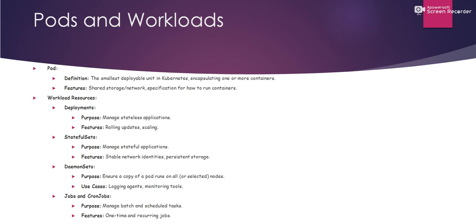In Kubernetes, the smallest deployable unit is a pod, which usually contains one or more tightly coupled containers. Kubernetes uses workloads to manage these pods. Deployments handle stateless applications. StatefulSets are ideal for applications requiring persistent state. DaemonSets ensure critical pods run on every node. Each workload type addresses specific application requirements, ensuring Kubernetes remains versatile.